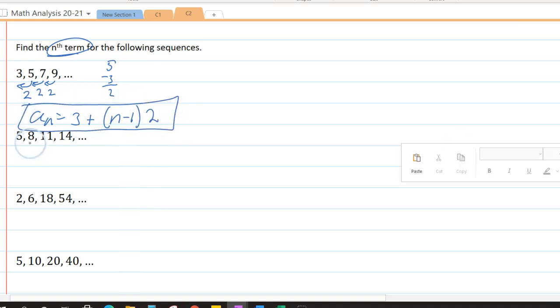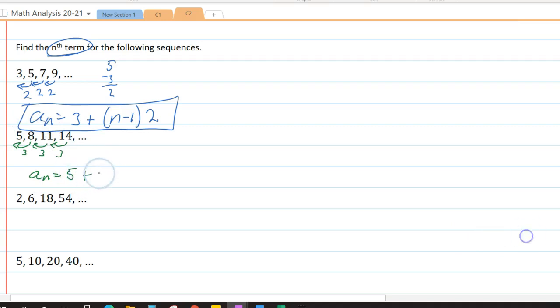Moving on to the next one. We'll start by subtracting. 8 minus 5 is 3. 11 minus 8 is 3. 14 minus 11 is 3. Notice how I'm going backwards. We're finding the difference, so we're subtracting. We have a common difference, so it's going to be, again, an arithmetic sequence. A sub n is equal to, our first term was 5, plus n minus 1 times our common difference, which is 3.